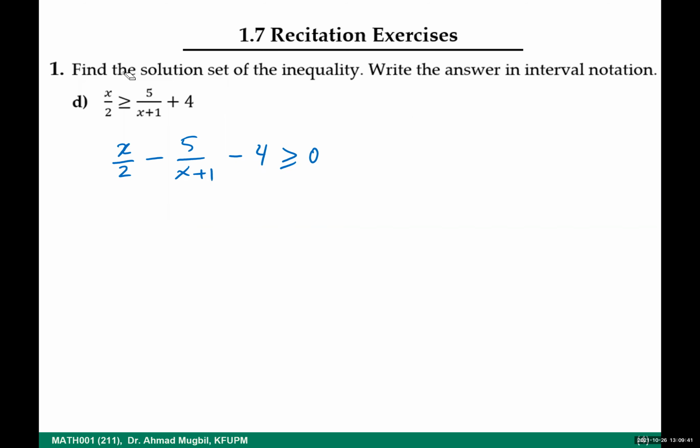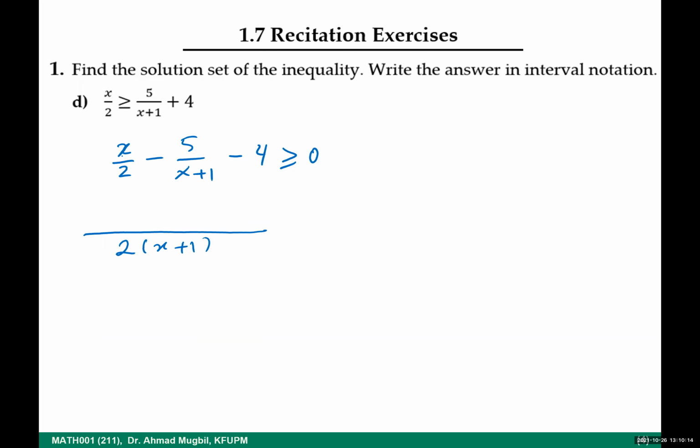So what to do? Multiply by 2 only. You can multiply by 2. Why not? So we multiply by 2. Then we need to write the left hand side as a single fraction. We need to bring them over the same common denominator. What is it? 2 multiplied by x plus 1.